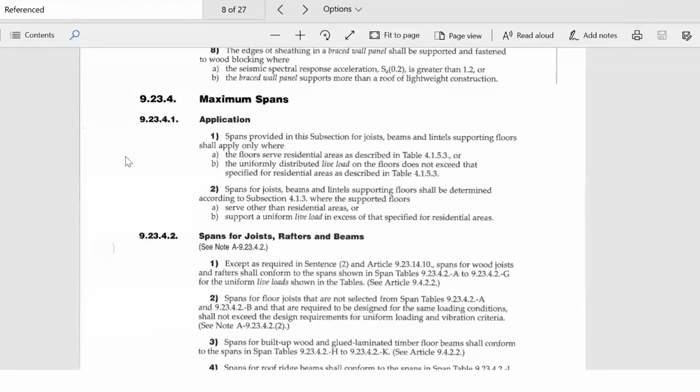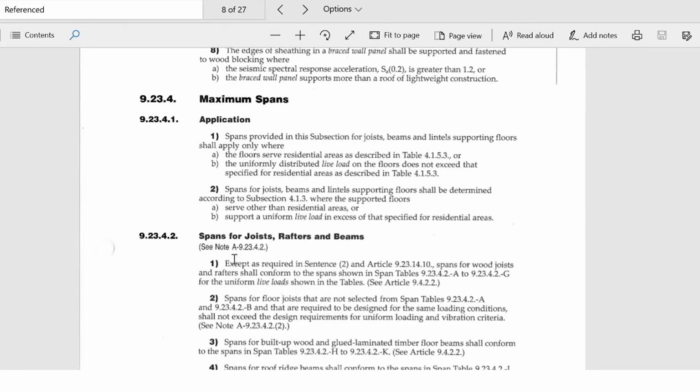It tells you that spans provided in this subsection for joists, beams, and lintels supporting floors shall apply only where the floors serve residential areas as described in Table 4.1.5.3, and the uniformly distributed live load on the floors does not exceed that specified for residential areas in Table 4.1.5.3. Spans for joists, beams, and lintels supporting floors shall be determined according to subsection 4.13 where the supported floors serve other than residential areas or support a uniform live load in excess of that specified for residential areas.